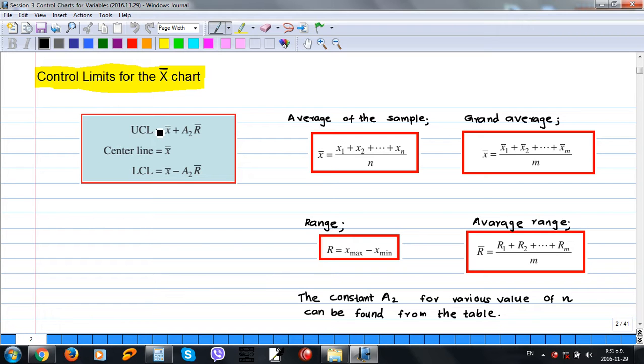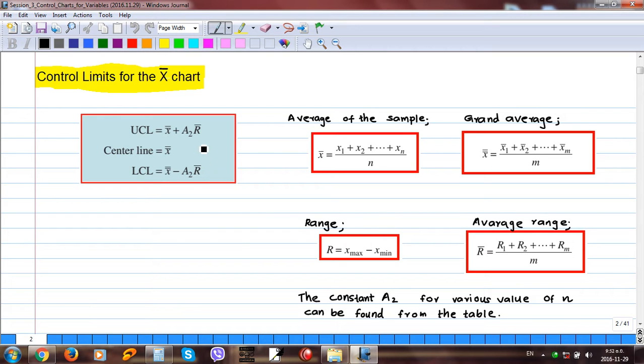The upper control limit UCL equals X double bar plus A2 times R bar, the center line CL equals X double bar, and the LCL equals X double bar minus A2 R bar. The average of a sample, X bar, we can find from all the entries x1, x2, up to xn divided by n. Then the grand average: we add these averages X bar 1 plus X bar 2 up to X bar m, divided by m, and we get the grand average, X double bar.